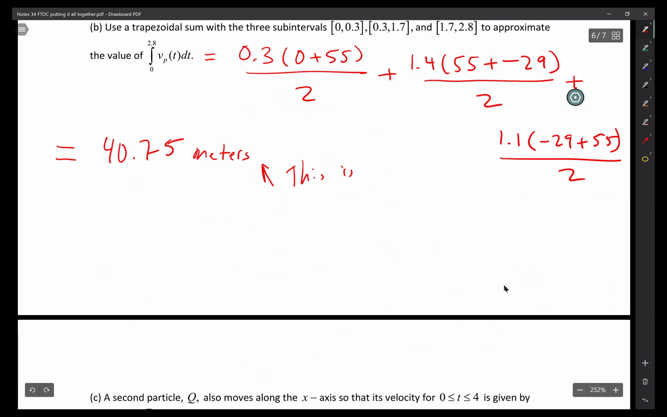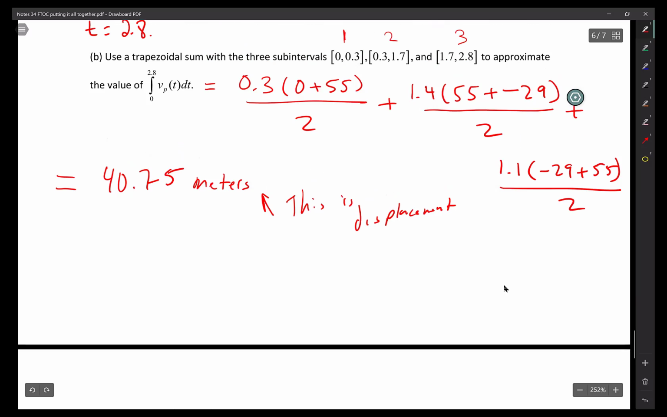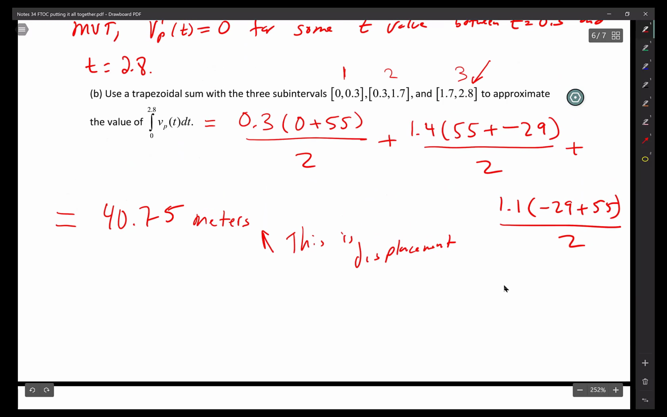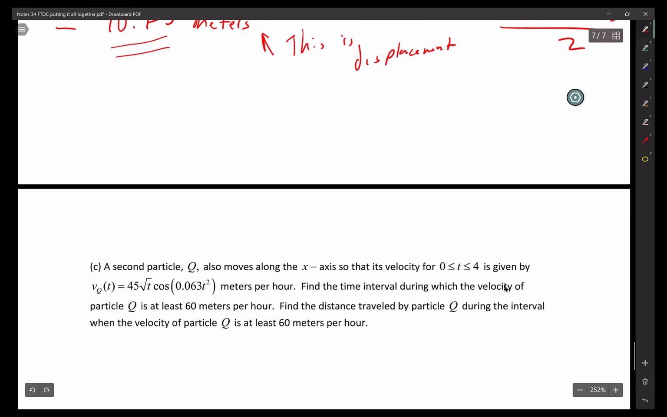This is displacement. Because I know that particle P started at 0, I know that at 2.8, particle P is at 4.75. If there was such a thing as a mile marker or a meter marker on the x-axis, it's at 40.75 at T equals 2.8, approximately. Are we cool? All right, let's go to the next question, guys.